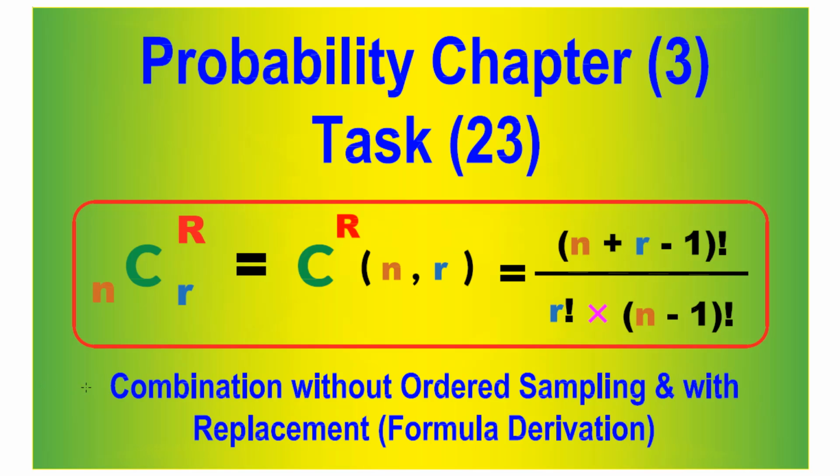In this video, we are going to study combination without ordered sampling and with replacement. Actually, it is enough to say combination with replacement, because combination always means that there is no order of the sampling. We are going to derive this formula here, and let's start.